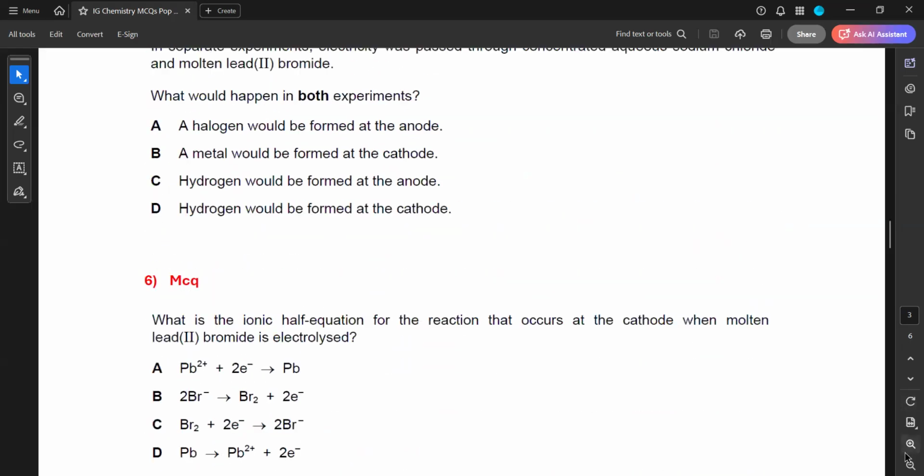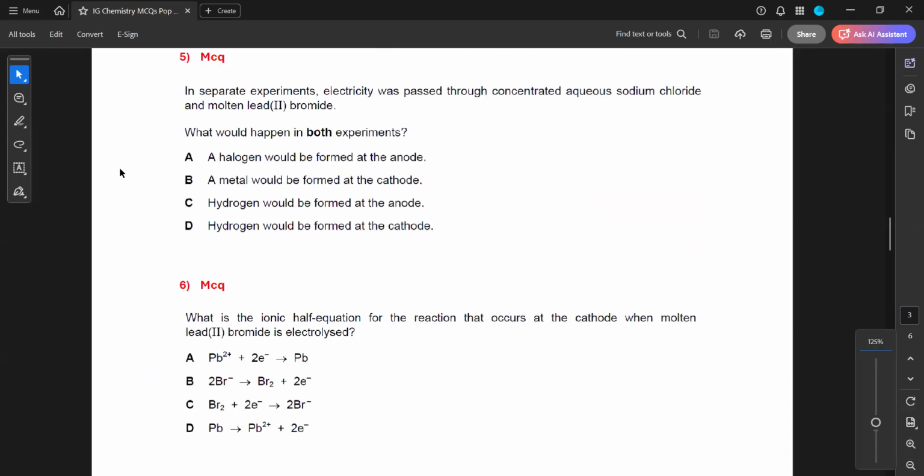Question 5, any doubt? Question 5. The correct answer for question 5 is A. If anyone needs an explanation, I'll explain as well. Otherwise, if you don't have a doubt, I'll just mention the correct answer. Question 6, any doubt? Question 6, the correct answer is A as well.